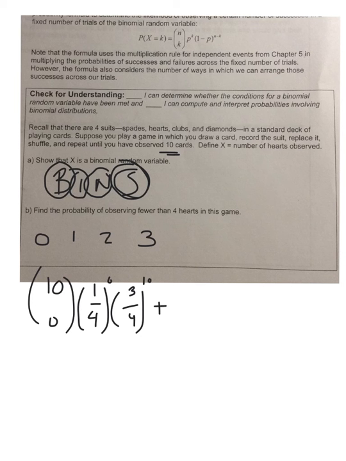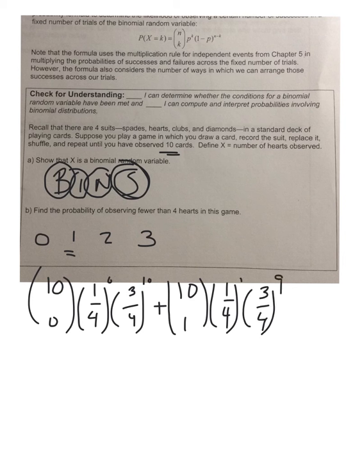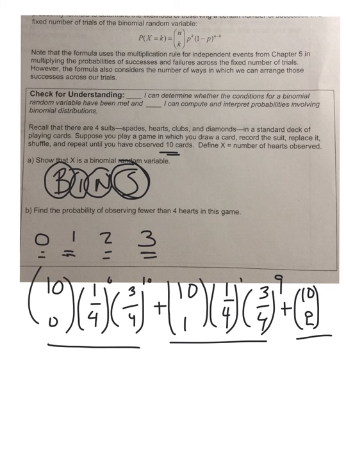Plus, the next one would be, let's do 1 heart. 10 cards, only one of them is a heart. You have a 1/4 chance of drawing a heart. You got that one time. 3/4 chance, not a heart, and you got that 9 times. Plus, we got 2 hearts, and then 3 hearts, and we're going to add all those together.